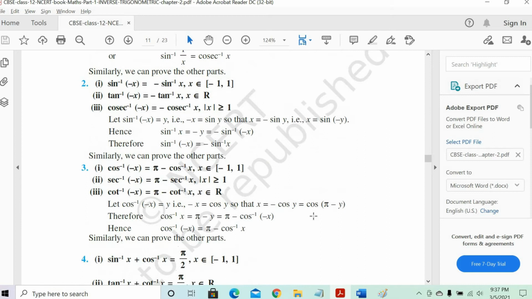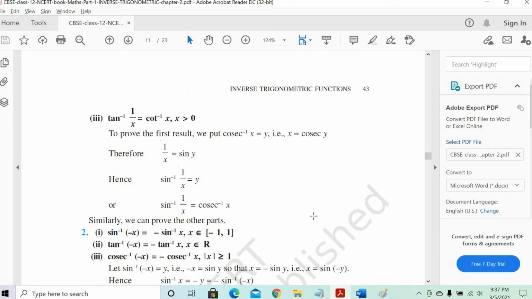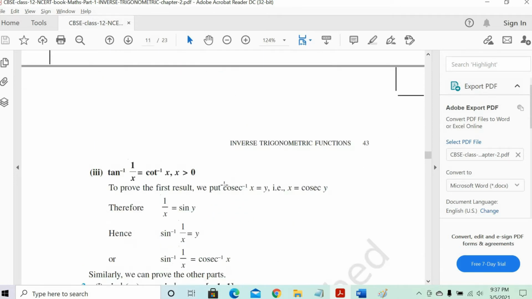We'll try to prove it now. One simple example we'll try to prove. So cosec inverse x is equal to, let's put the cosec inverse x as y.